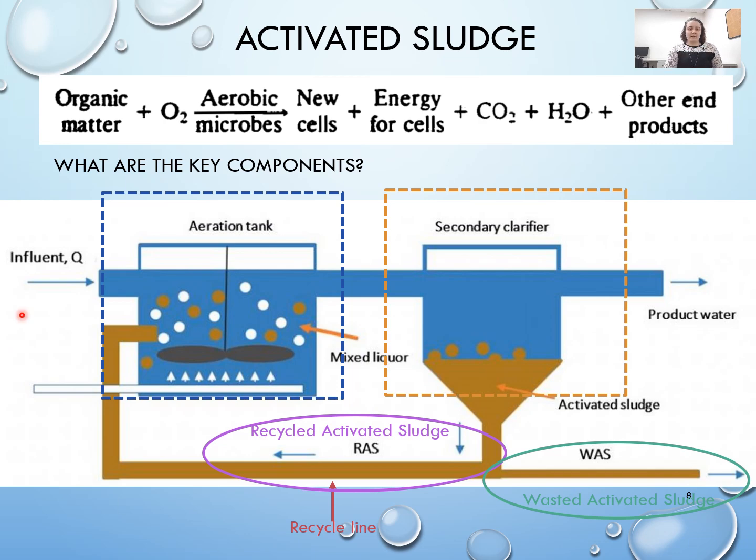And the other thing that I'll point out is this generalized equation at the top of the slide. Basically, this is what's happening in the activated sludge process. We're taking organic matter with oxygen, and then aerobic microorganisms that like oxygen are going to produce new cells, new energy for their cells, CO2, water, and other end products. So we get rid of that organic material, and we're just producing water and carbon dioxide, hopefully.